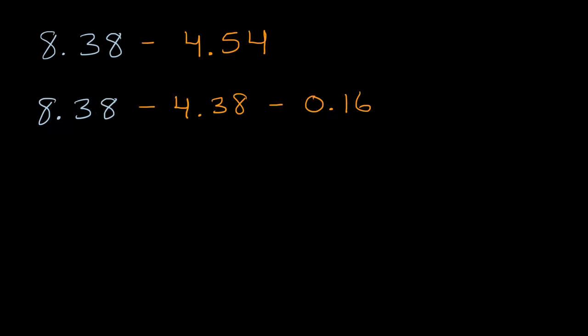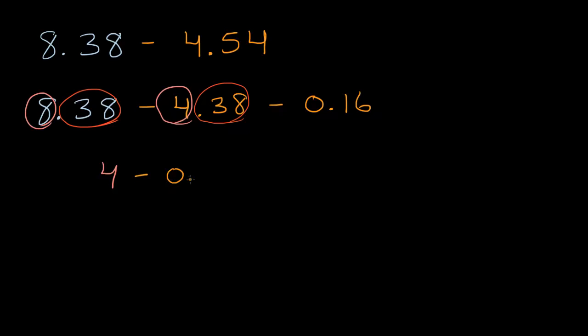And so if I say 8 minus 4 is going to be 4, and then I have 38 hundredths minus 38 hundredths. Well, those are just going to cancel out with each other. So this minus that is just going to be 4. And then I say 4 minus 16 hundredths. So how do we think about that?